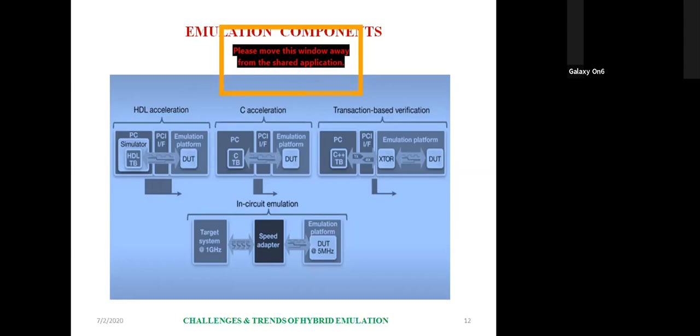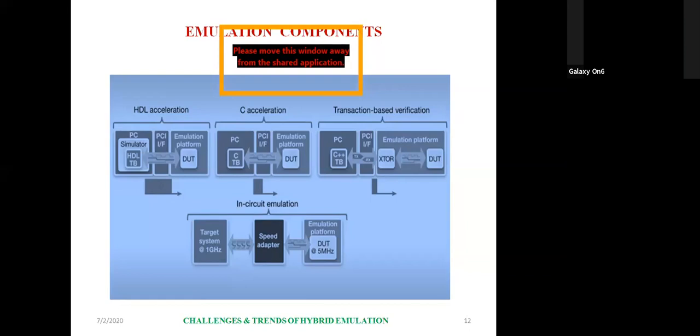So when you see the PC simulator, the HDL test bench has a PC interface that will connect to the PC as well as the emulation system, where the design under test will be available. What's the design? That's your RTL design under test. Then you go for C acceleration. This is one type of acceleration. When you go for C acceleration, like the HDL test bench, a C test bench will be created that interfaces through PCI with the emulation platform. That's the design under test.